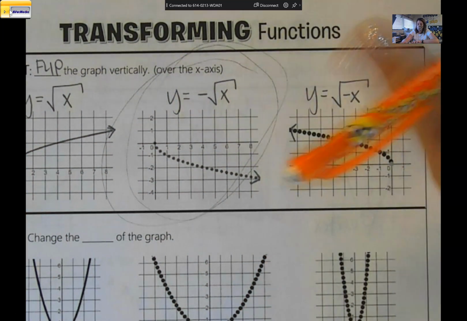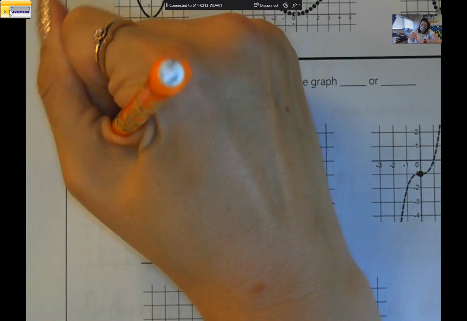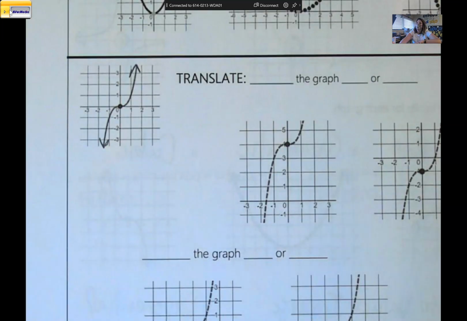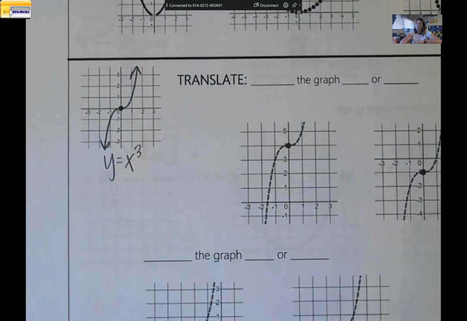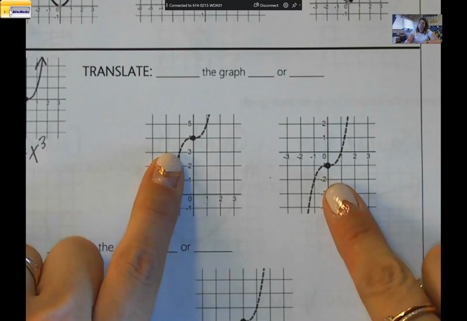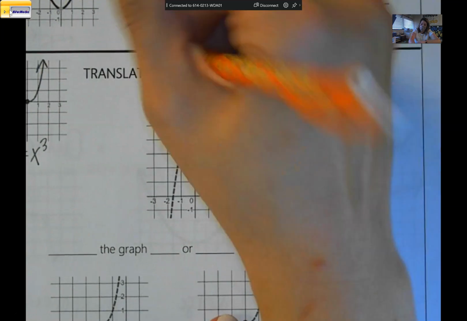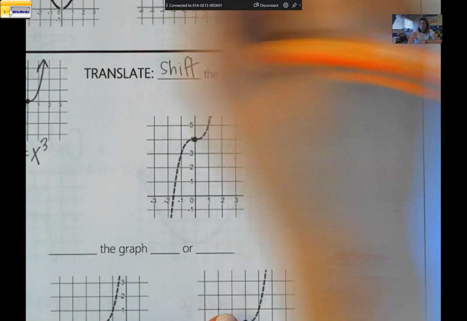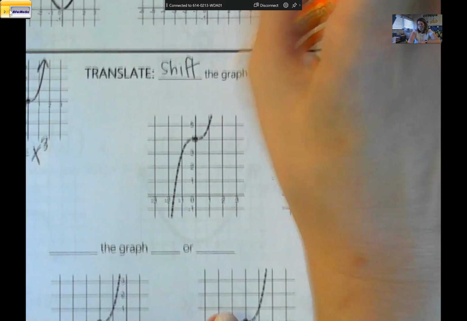Okay, so that's our flipping it vertically. Now skip the dilate and let's go down to this other thing that we discussed. So here's my family. This is the parent function. It's at y equals x cubed. Okay, in this one, it looks like we're translating or moving the graph up or down. So a translation in this sense is shift the graph left or, oh, just kidding, up or down.